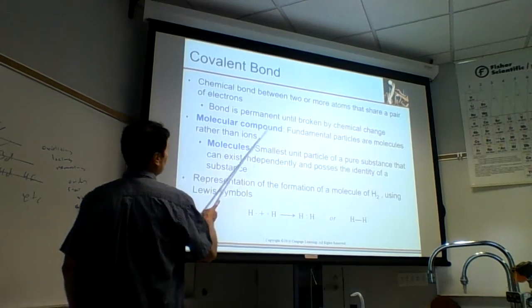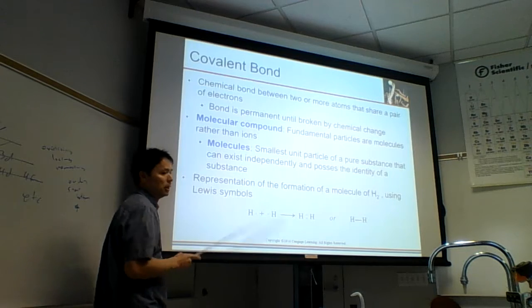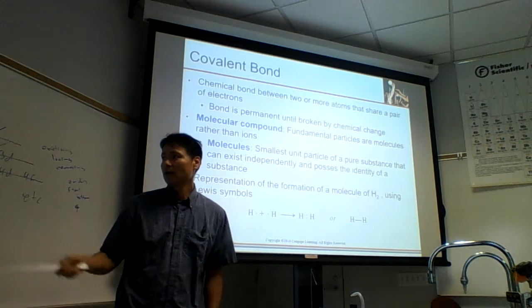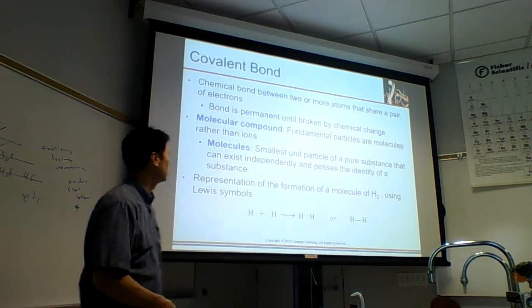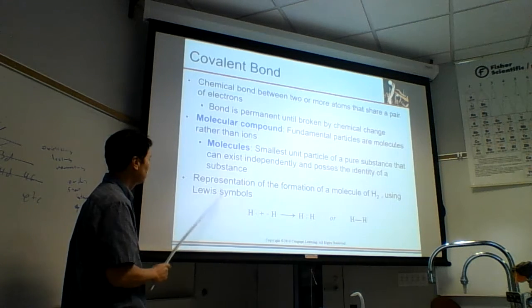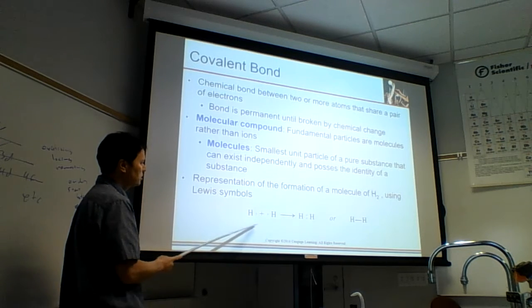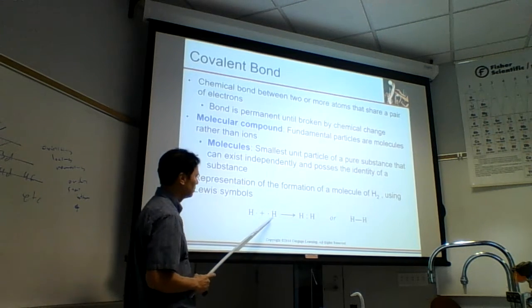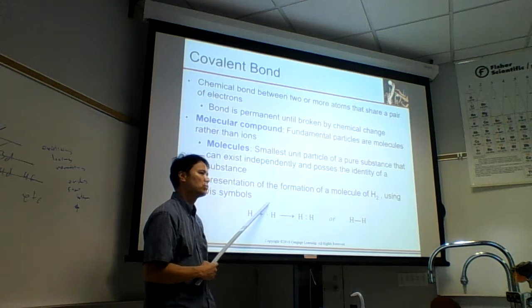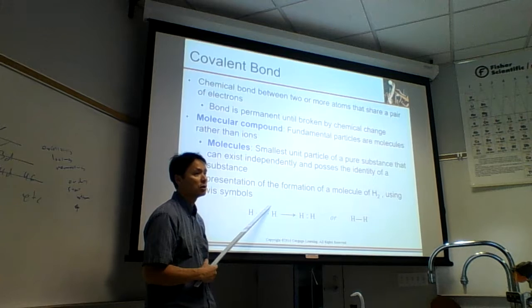A covalent bond is a chemical bond between two or more atoms that share a pair. The bond is permanent until broken by chemical change. It's hard to break that bond; it costs a lot of energy. Molecules, you got that, but not everything forms molecules. So H versus H. H can either lose an electron, get a +1, or it can gain an electron to go -1. If it gains an electron, it'd be isoelectronic with helium.